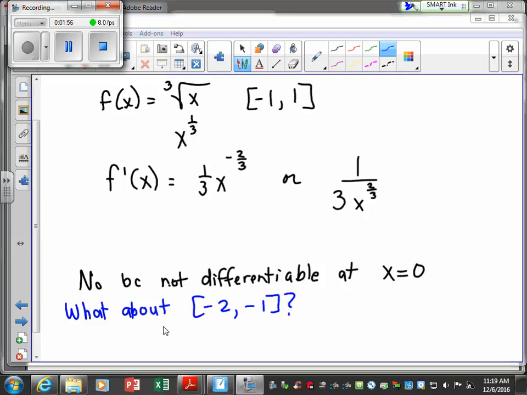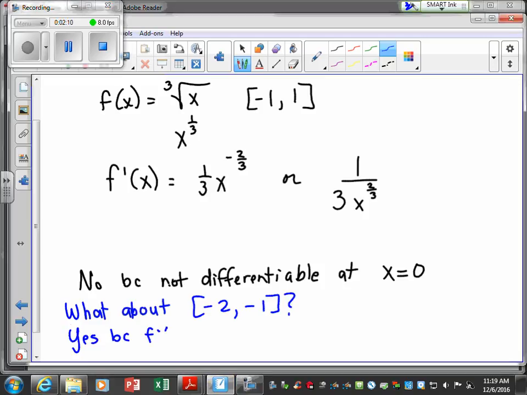Well, what about the interval from -2 to -1? Yes, because the first derivative exists for every number in this particular interval. So let's write that. We'll say yes, because the first derivative exists, it's differentiable for every number in the interval -2 to -1.